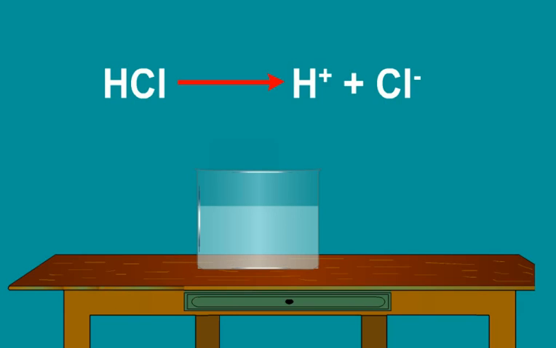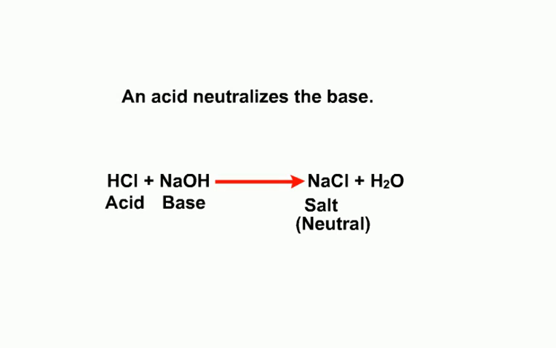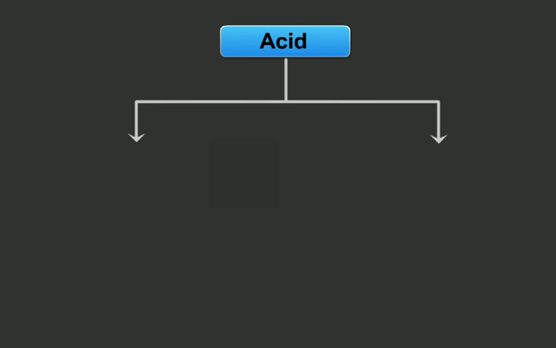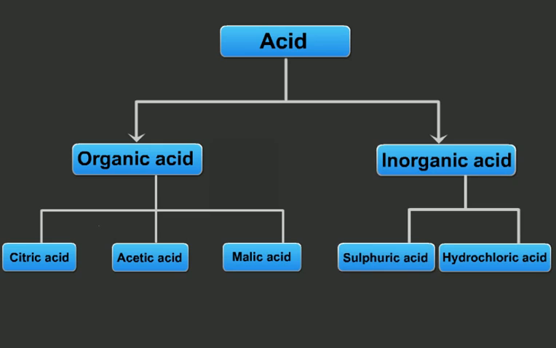First, let us study about acid. An acid is a substance which gives a hydrogen ion when dissolved in water. An acid neutralizes the base. Some of the acids are naturally found. Thus, acids are categorized as organic acids, for example, citric acid, acetic acid, malic acid, and so on. Inorganic acids, examples sulfuric acid, hydrochloric acid, and so on.